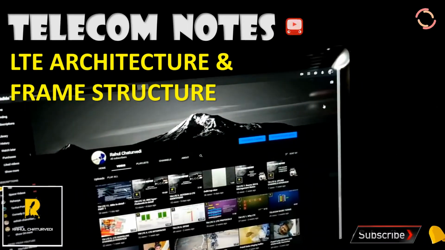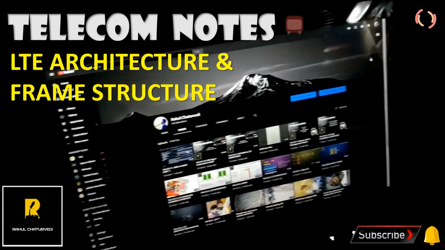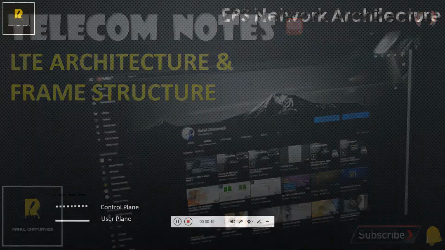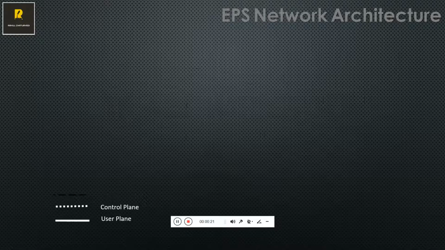Today we are discussing the LTE architecture with the frame structure. So let's start with the LTE architecture. Coming to the first slide, EPS Network Architecture. As you can see, the dotted line is the control plane and the straight, continuous line is the user plane. So starting from LTE, the UE is your device having the SIM card in it.